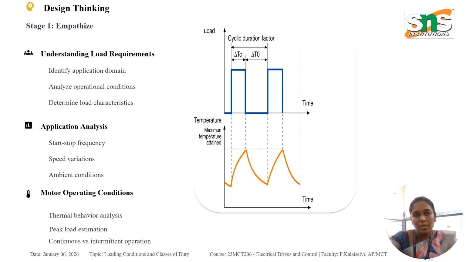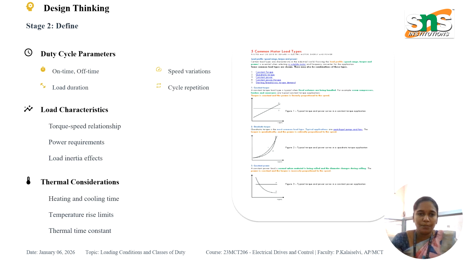Before selecting a motor, we have to follow the design thinking concept. Stage one is empathy. We must identify the application domain and start-stop frequency, observe the speed variations, and analyze the ambient conditions. We also estimate the peak load, thermal behavior and the type of operation. Now we define key duty parameters, that is on time and off time, load duration, cycle repetition, torque-speed relationship, and thermal time constant. This stage converts the observations into engineering requirements.